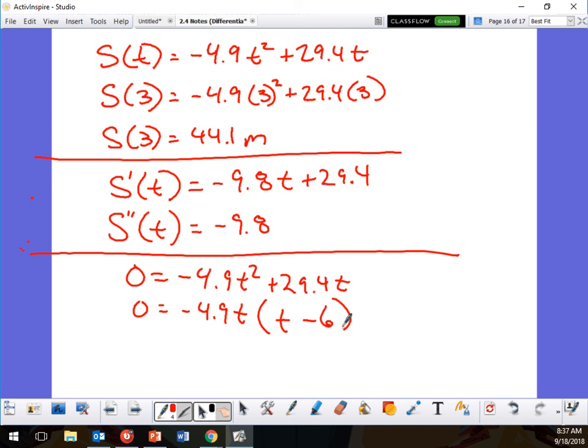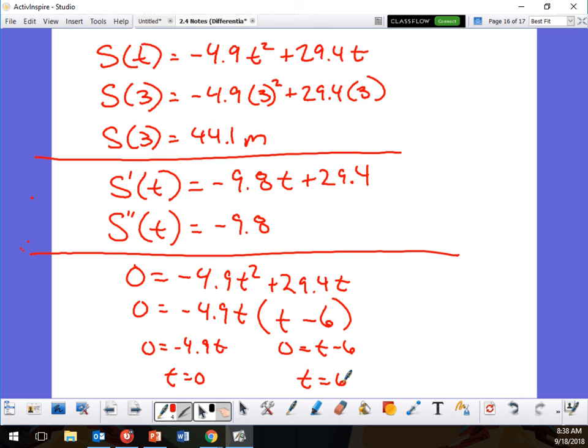Ta-da. t minus 6. Now I'm going to use the zero product rule here. Anything times 0 is 0. So it's going to be 0 equals negative 4.9 t. What is t going to equal? 0. Here, t equals 0. And for this one, 0 equals t minus 6. What would I do to get t by itself? Add 6. So t equals 6.